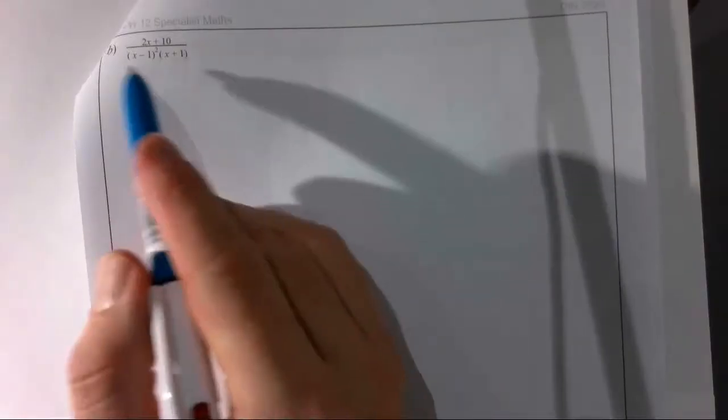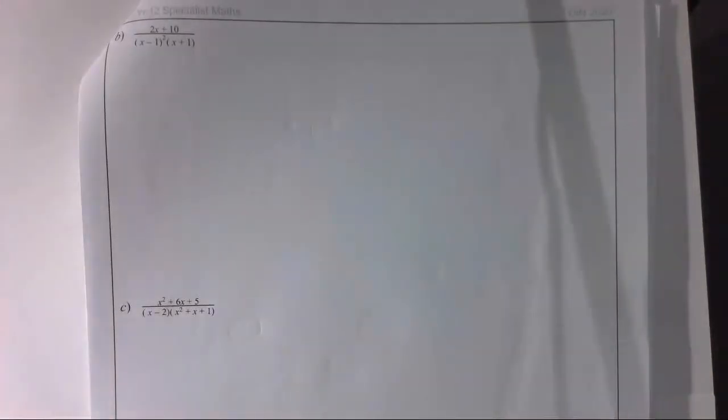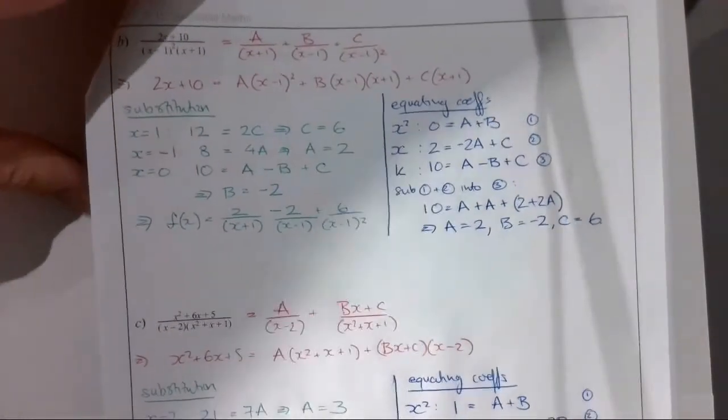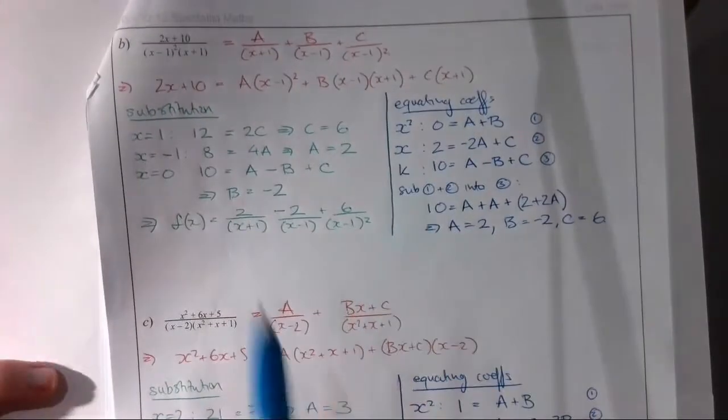So we've got a repeated linear factor, and we've got an irreducible quadratic factor. And what I'd like you to do now is to try both of those, and then I'll show you my solutions. So pause the video and have a go. Assuming you paused the vid, you've had your own go, here are my solutions, and I've done them both ways.